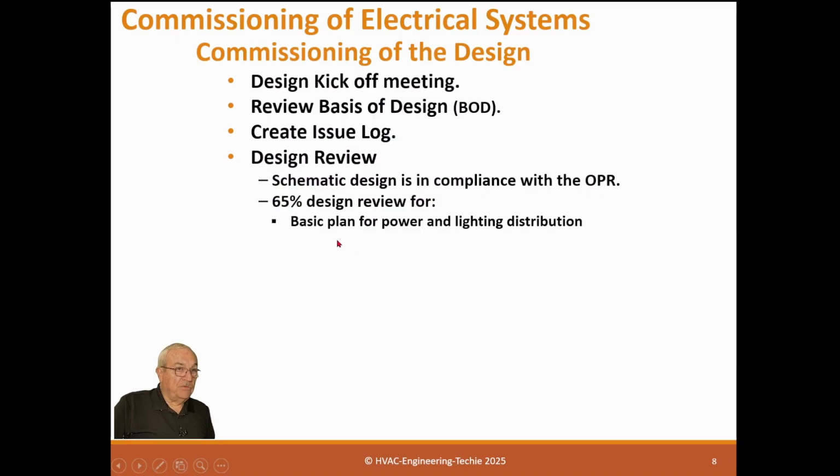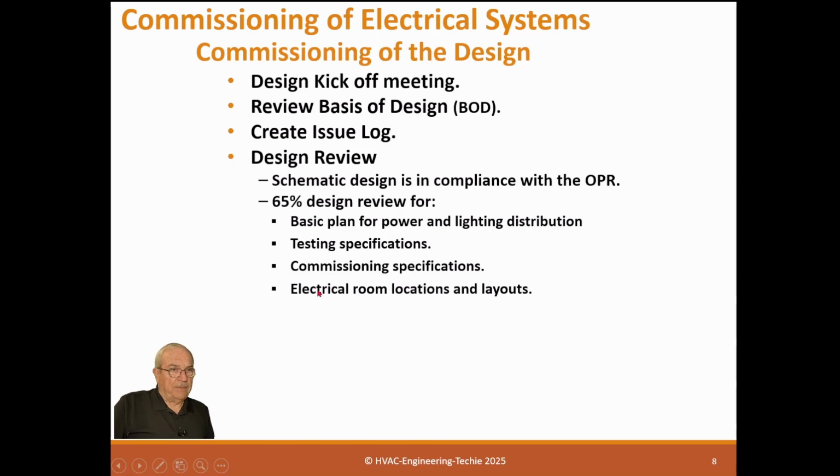65 design review looks at basic plan for power and lighting distribution, testing specifications, commissioning specifications. You got to have an electrical commissioning specification, electrical room locations and layouts. We need the layouts early because other crafts need to know where they're at and what they look like. For instance, the HVAC controls normally wants to put control panels in an electrical room, so we need to make sure there's enough room for that. And maybe fire alarm panels might be in the same room, so we need to see them at 65%.